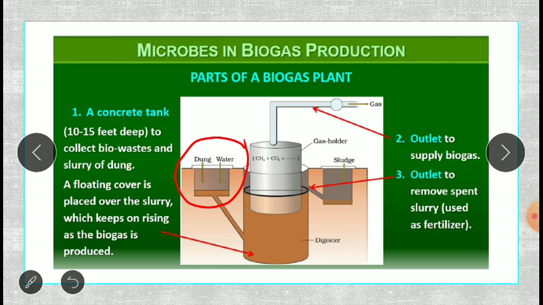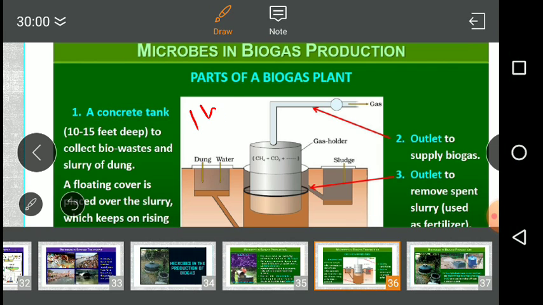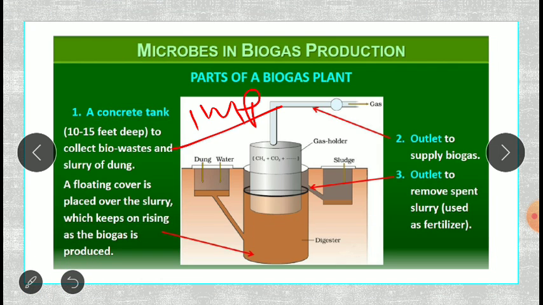In this case, the diagram is going to be very important from the exam point of view. Most usually, this diagram of the biogas plant is asked in the exam. So the labelings are very simple. For 2 marks, they ask this diagram.